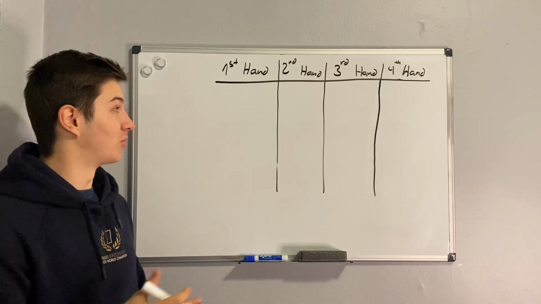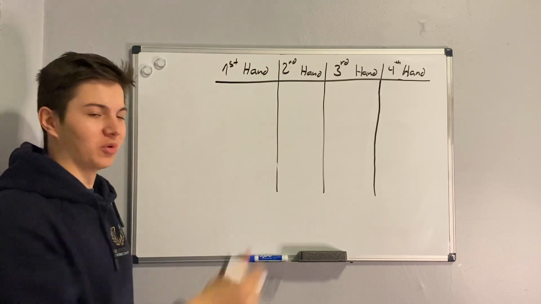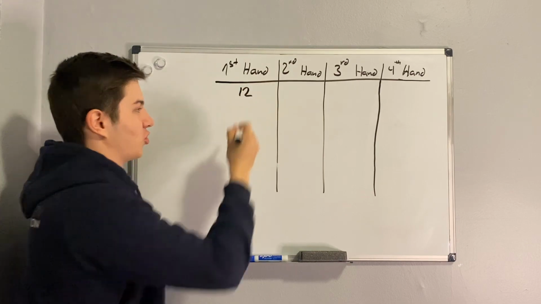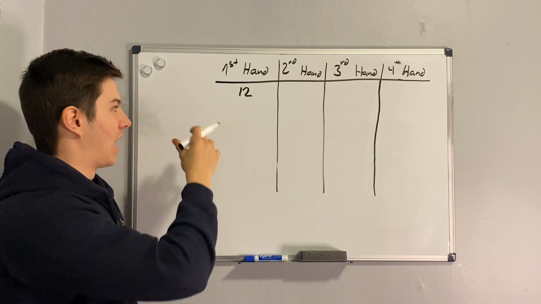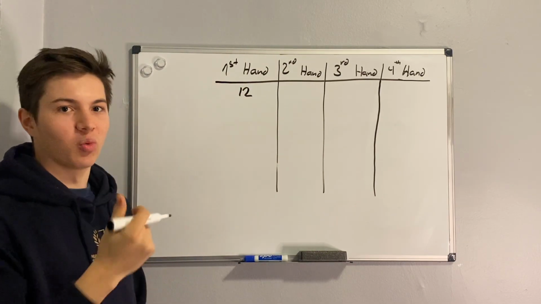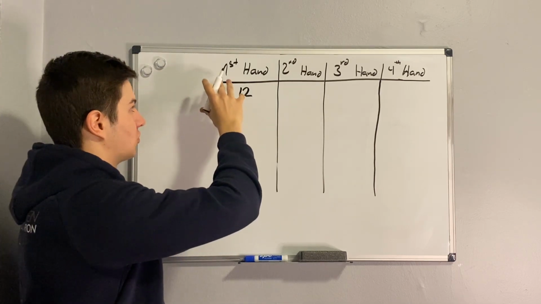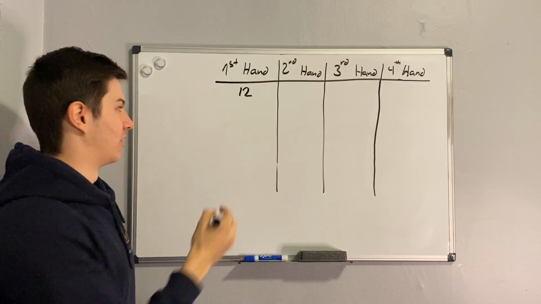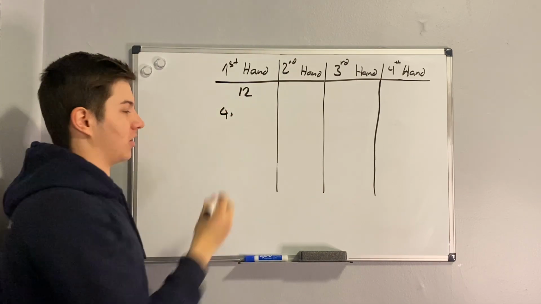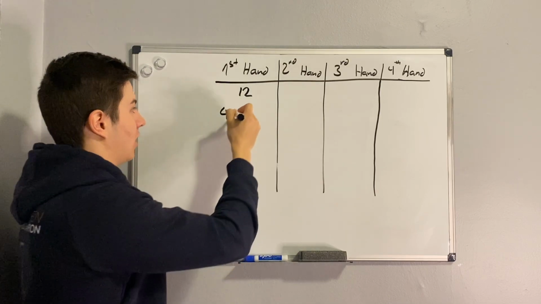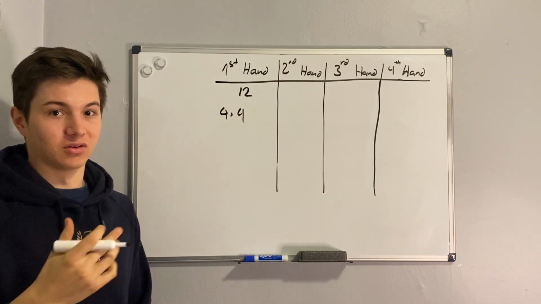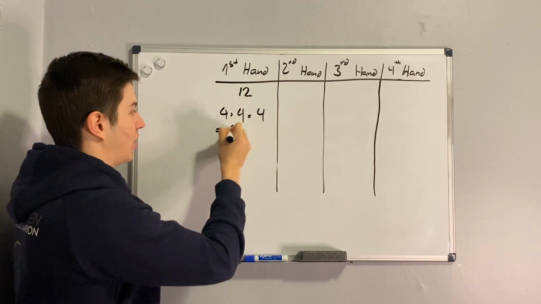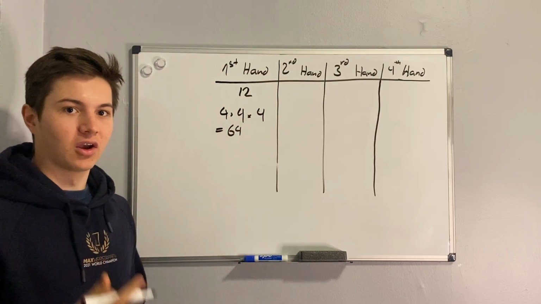Okay, so we can solve this problem by splitting up the game into the 4 hands that we deal. In the first hand, we know there are 12 cards, and we can think about how many ways there are to choose 1 king, 1 queen, and 1 jack from those 12 cards. Since the order doesn't really matter, we have 4 possibilities to get a king, since there are 4 kings, 4 possibilities to get a queen, and 4 possibilities to get a jack. So there are actually 64 ways to get a king, a queen, and a jack.